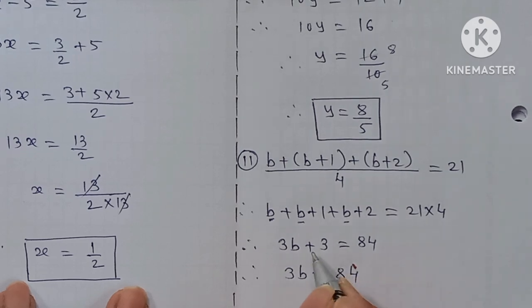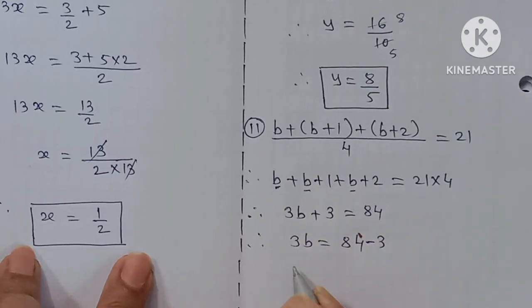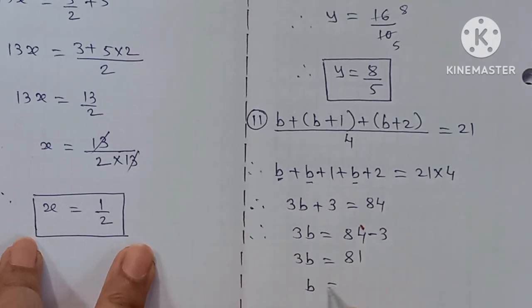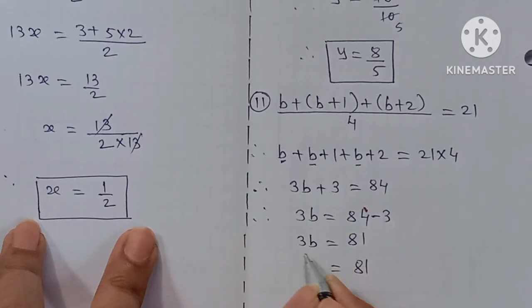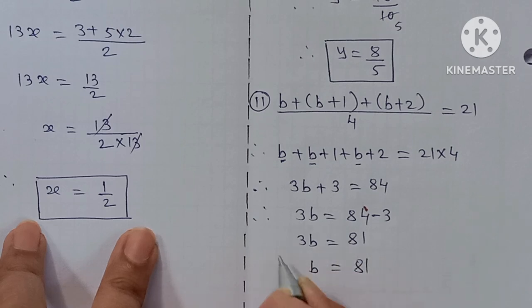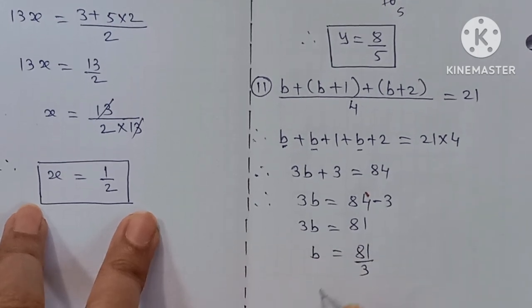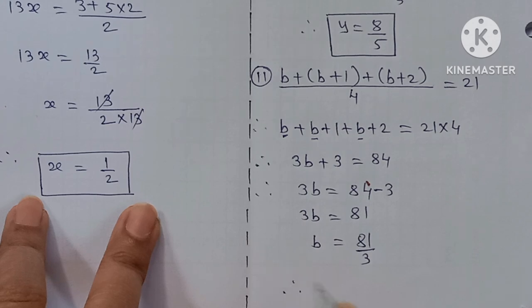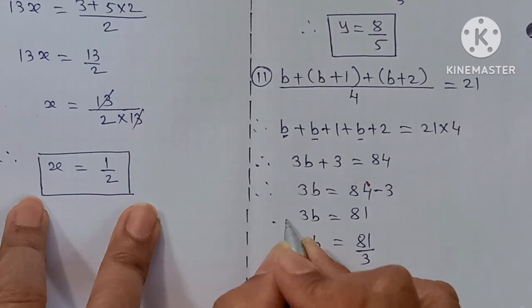And this 3 is positive, it goes to opposite side. Negative means minus 3. 3b is equal to 84 minus 3. 81. 3b is equal to 81. And this 3 is multiplied, it goes to opposite side. Divide. 81 upon 3 means b is equal to 27. You can give here therefore sign.